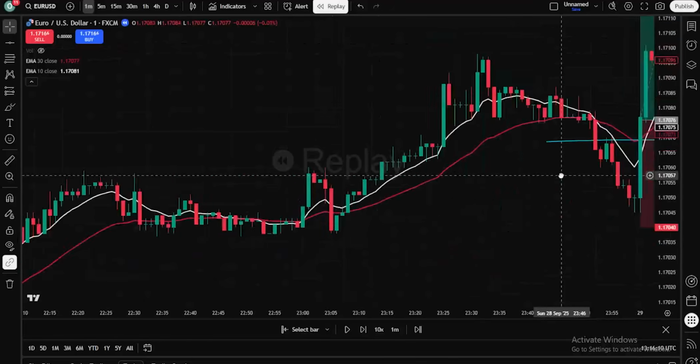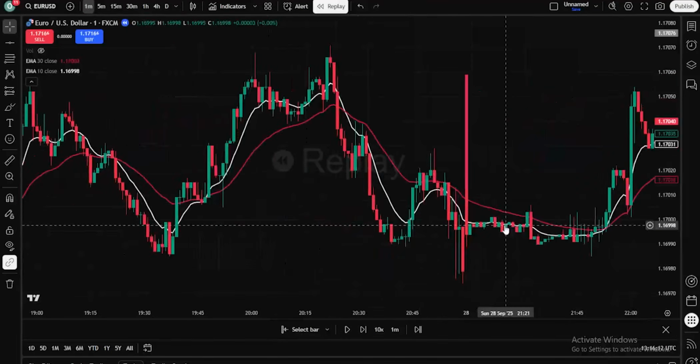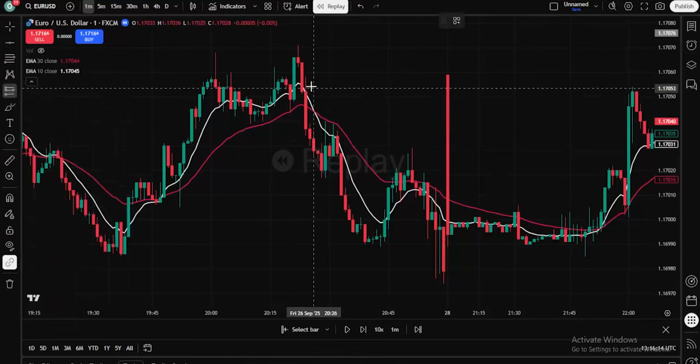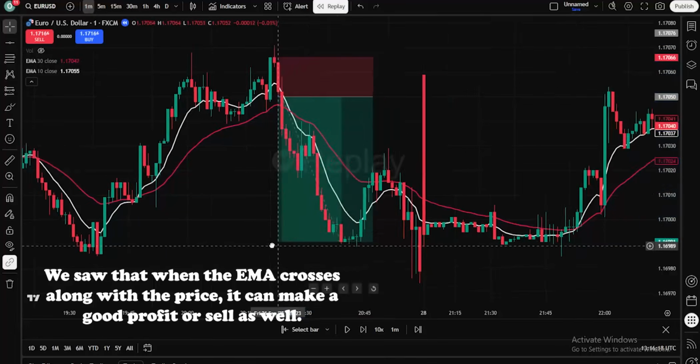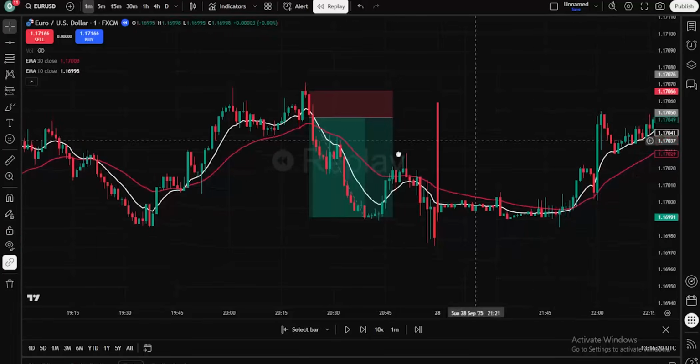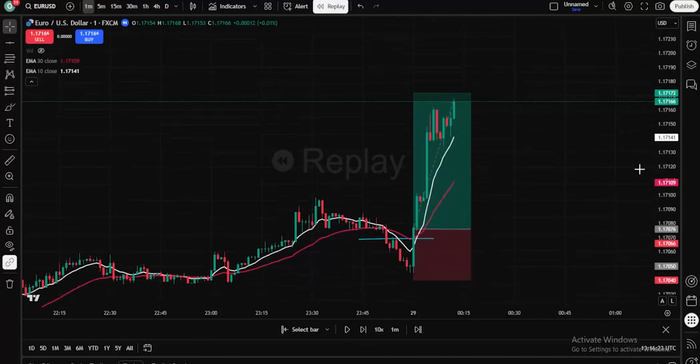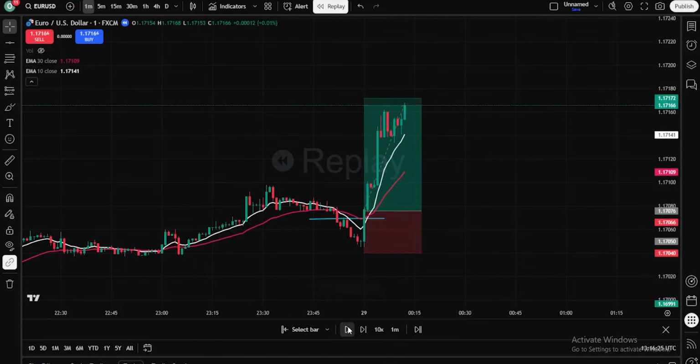For example, suppose EMA 10 comes and crosses EMA 30 upwards. This signals the start of an uptrend. But if this cross is against the main trend, you will understand that the signal is weak and the probability of it being fake is high.